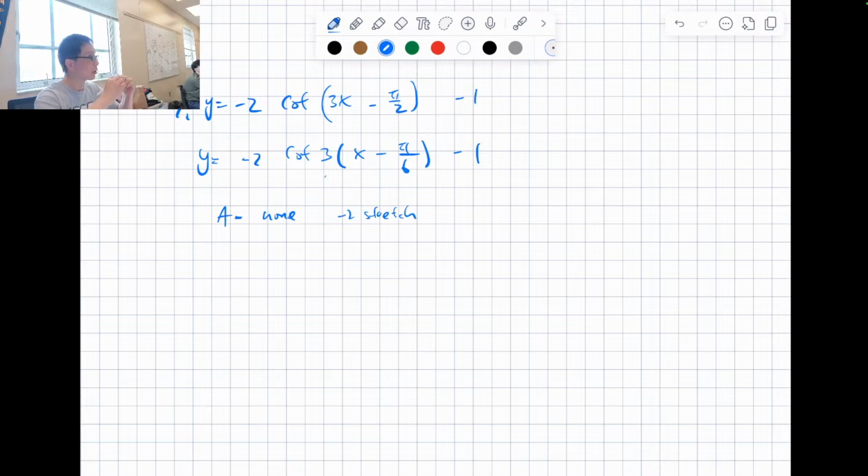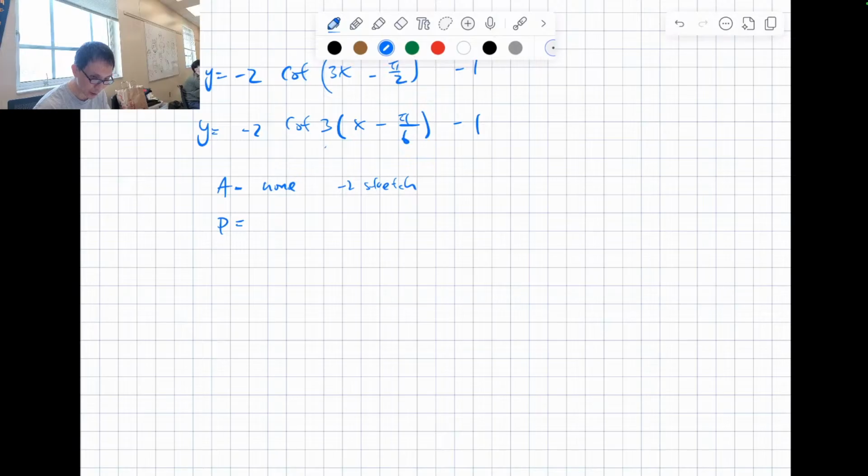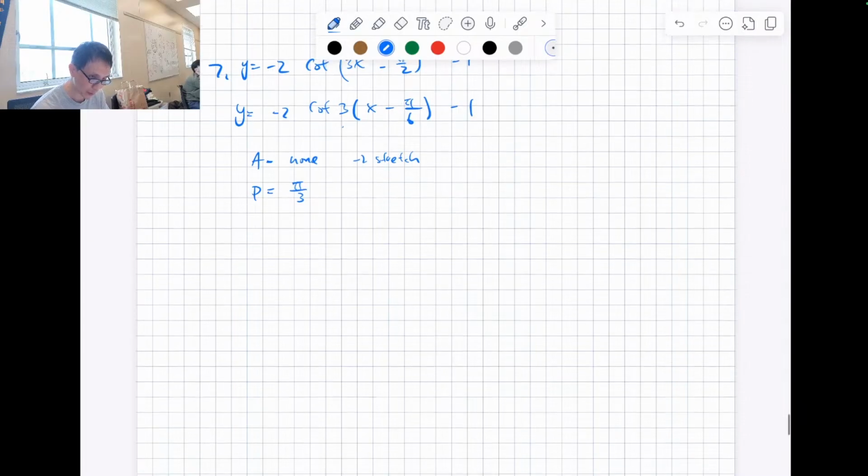A stretch means it goes away from the midline, your next point. Your period is gonna be pi over 3, I believe. And the quarter period is gonna be pi over 12. Wait, hold on a second. Do I need a quarter period? No, I don't need a quarter period. You can, but you don't have to. Would you ever need it? Probably sometimes, but not right now.